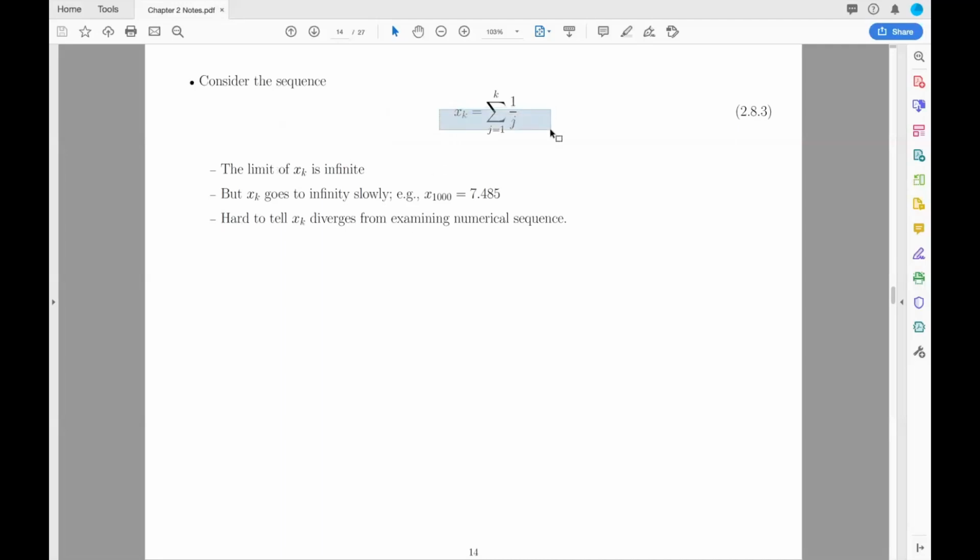Consider this sequence. The summation of 1 over j, from j equals 1 to infinity. This sequence diverges. As you increase k, this goes off to infinity. However, it goes off to infinity very slowly. So if you take the first 1,000 terms in this sum, you only get to 7.485. So it's off to infinity, but at a very slow pace.